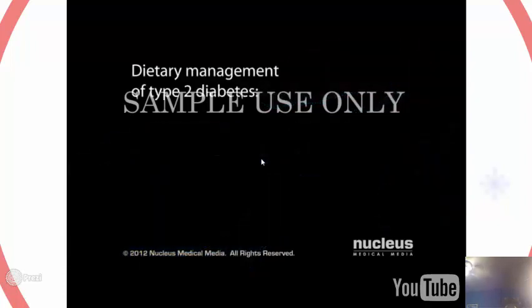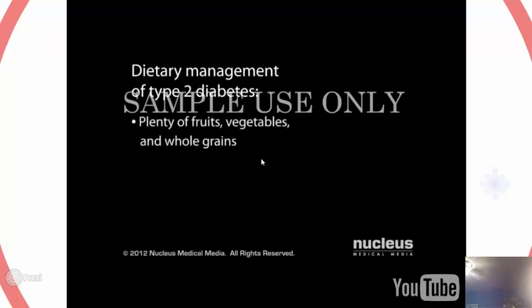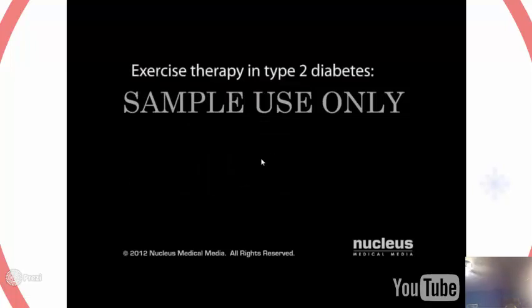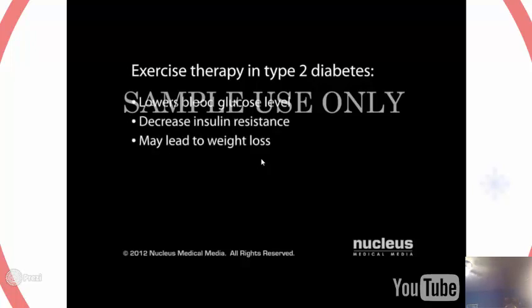Eating a healthy diet will help to lower your glucose level. Eat a diet rich in fruits, vegetables, and whole grains, have meals and snacks about the same time every day, consume the right balance of carbohydrates, proteins, and fats, and minimize your intake of high-sugar foods. Getting regular exercise, even just 30 minutes a day, will lower your blood glucose level, decrease insulin resistance, and may lead to weight loss.